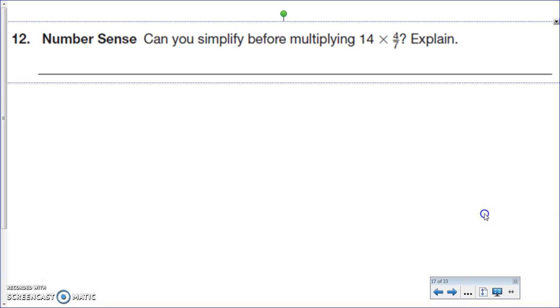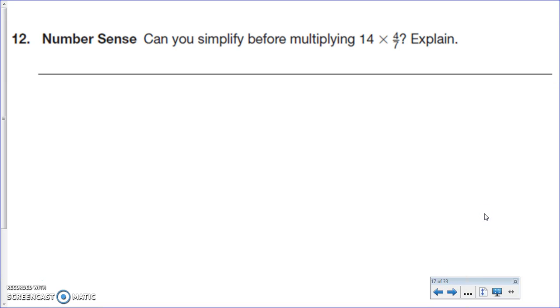For 12, number sense, can you simplify before multiplying 14 times 4/7? So the first thing we know we have to do is put 14 over a 1 to make it an improper fraction. And the answer is yes, we can simplify before multiplying because 14 and 7 share a greatest common factor of 7.